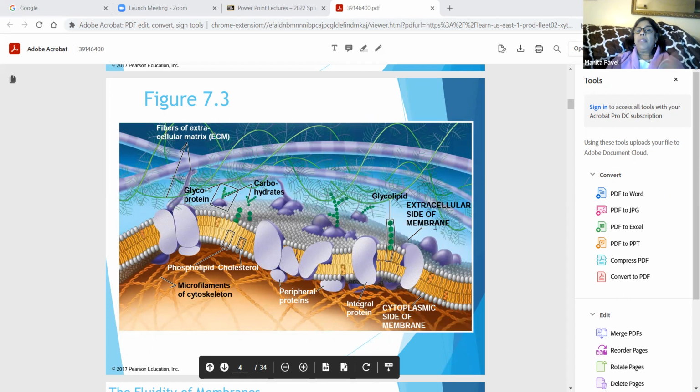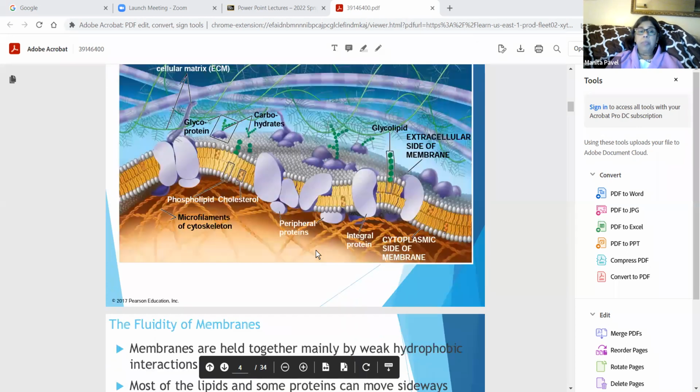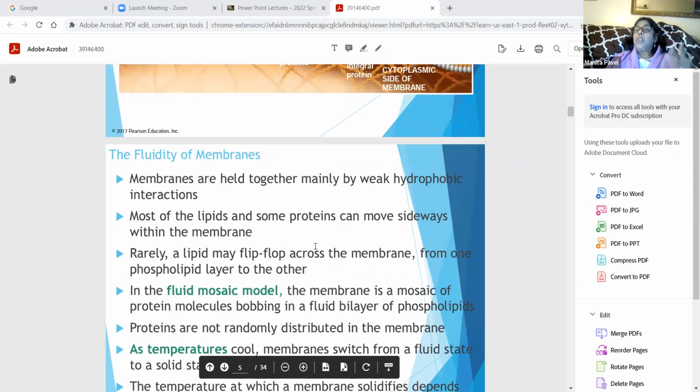So we can clearly see the ECM here, the extracellular side of the membrane, and the cytoplasmic side. What do we see on the cytoplasmic side? We see a number of these collagen proteins. So you have a number of proteins that are present within the plasma membrane. Now we are looking to see what would be the state of a membrane.